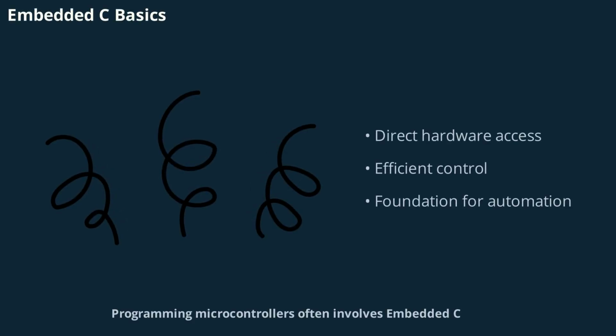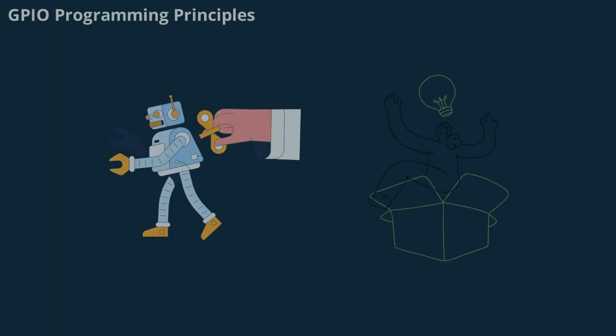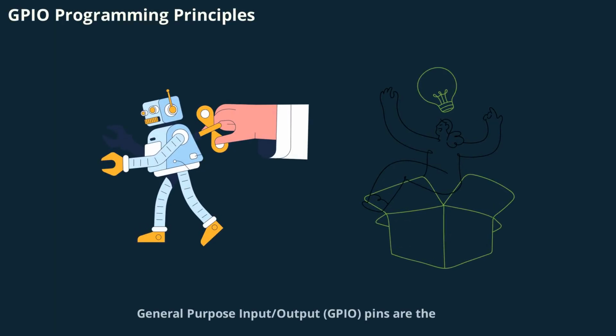Programming microcontrollers often involves embedded C, a language tailored for hardware control. Embedded C provides direct access to hardware registers, enabling precise manipulation of pins and peripherals. It's essential to understand data types, control structures, and how to interface with hardware components. Mastering embedded C lays the foundation for developing reliable and efficient embedded applications, from simple LED blinkers to complex automation systems.